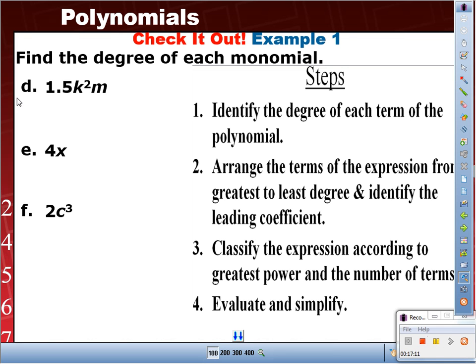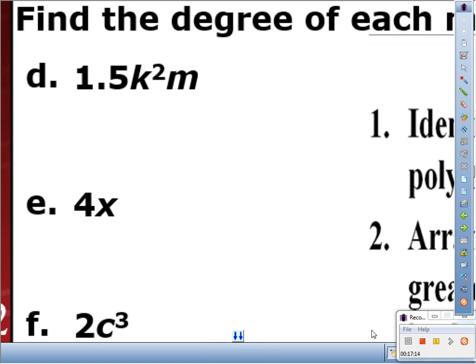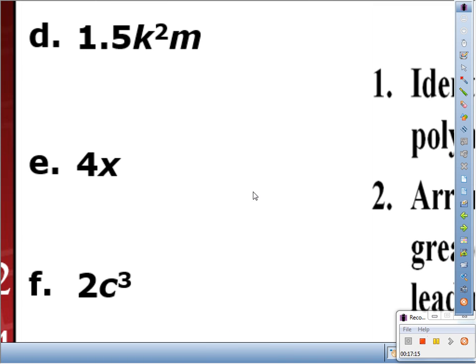Okay, here we go. Copy these. Example 1, D, E, and F. And for D is 1.5k squared m. For E we got 4x. And for F, 2c cubed. You got 1 minute. Go.